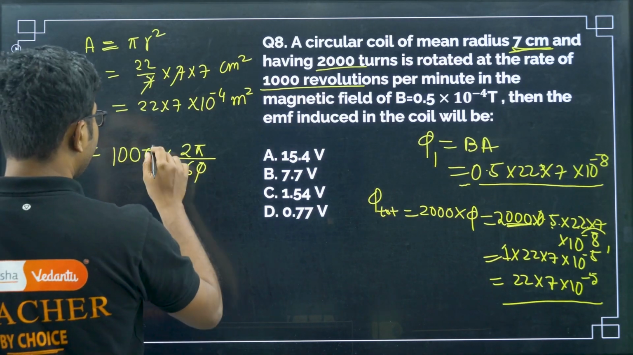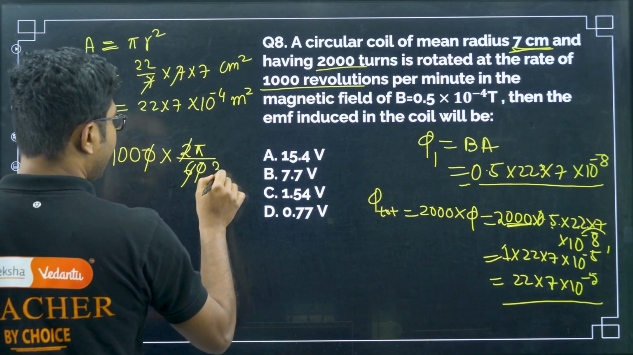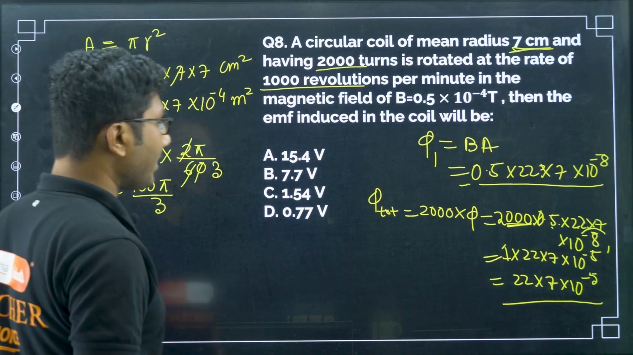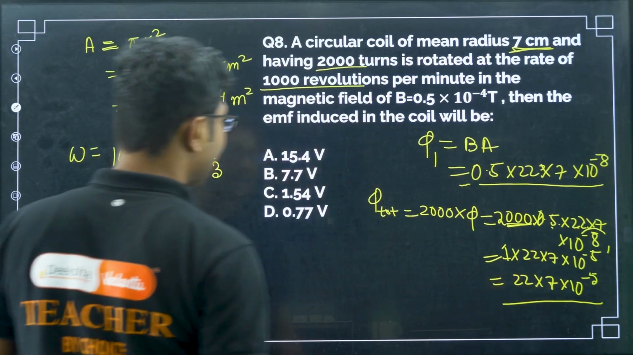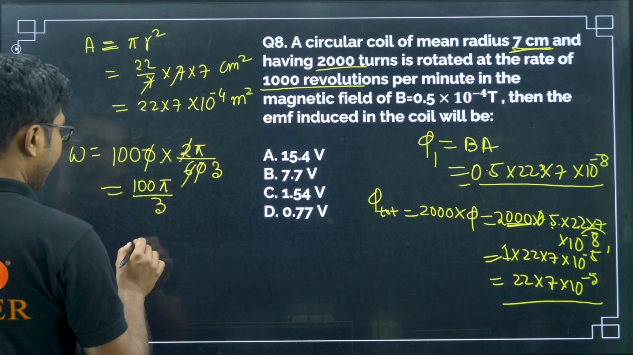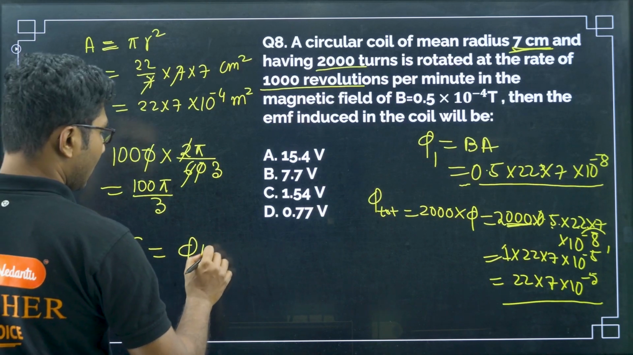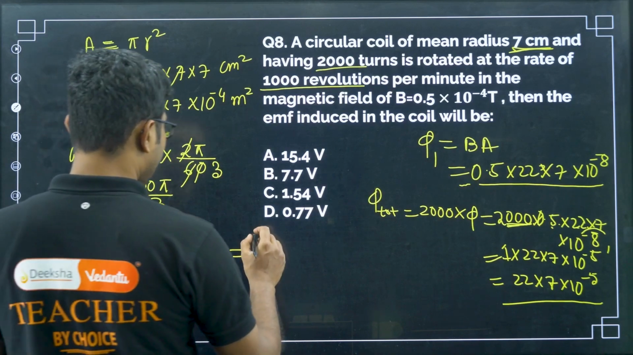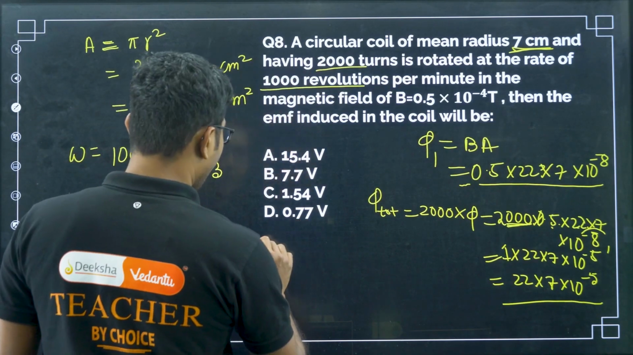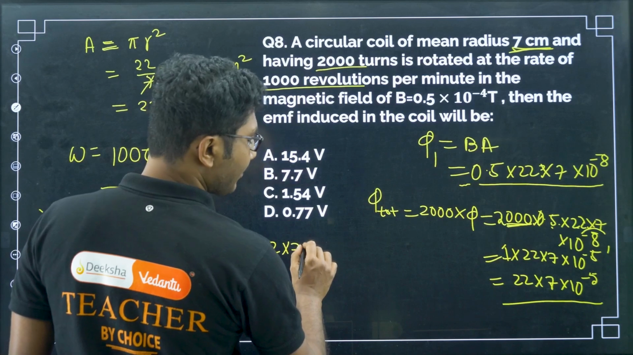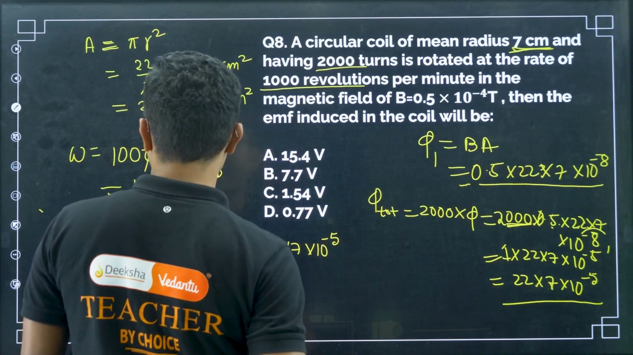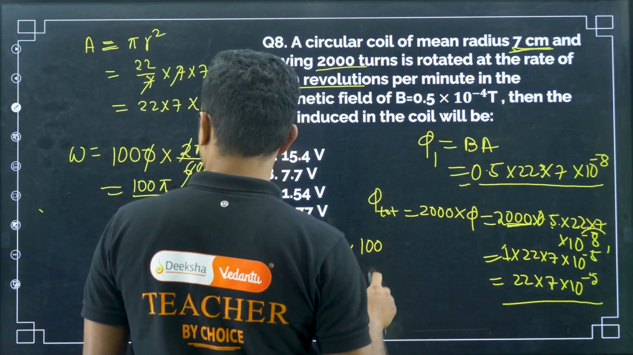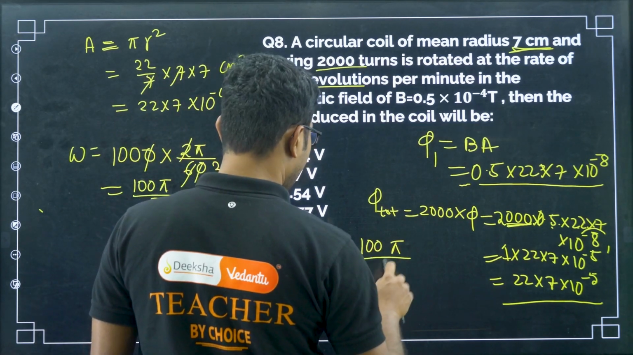Now, what we will do? This 0 will cancel, this will be 3. So, it will be 100 pi by 3. So, this is the omega. The induced EMF is basically phi omega. Okay, phi total times omega. This is the formula. So you have to put that phi total is 22 times 7 times 10 to the power of minus 5, and omega is 100 pi divided by 3, right.